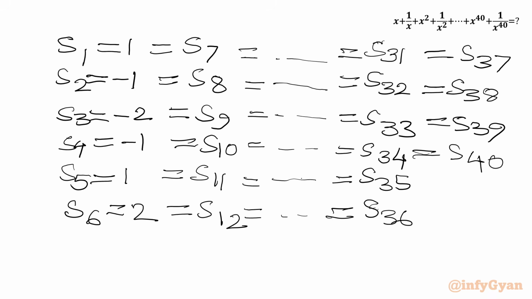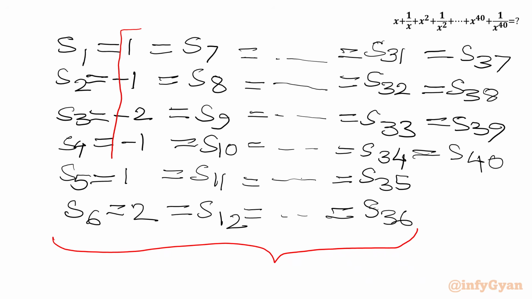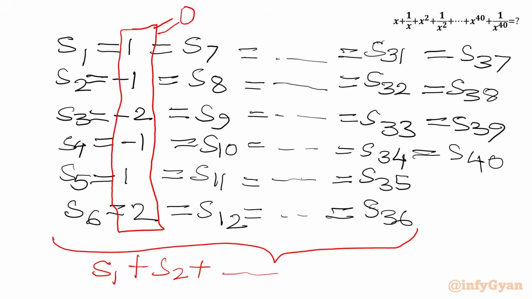Now we can find our sum. We have the sum of 6 cycles starting from S1 to S36. If we find the sum in one cycle, we have to add these 6 numbers. So I can write here S1 plus S2 plus S3 up to S6. This is equal to 1 plus minus 1 plus minus 2 plus minus 1 plus 1 plus 2, which is equal to 0.